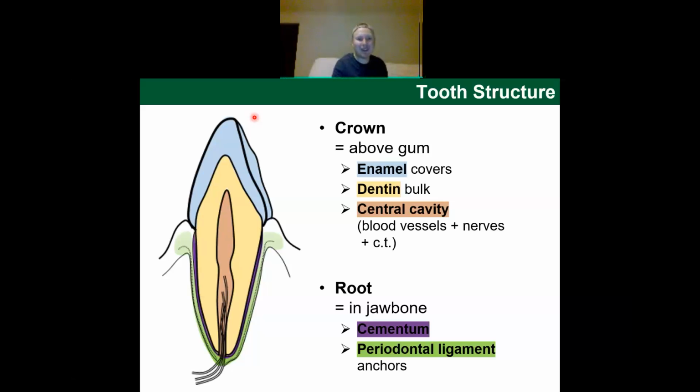In terms of the root of the tooth, we've got two layers there that we need to know. We've got the cementum, a thin layer right against the dentin, and that really does what the name suggests. It kind of cements the structure where it should be. And then we've got our periodontal ligament, which is an anchoring ligament that holds the tooth in the socket within the jaw. So those are the parts of our tooth that we need to know.